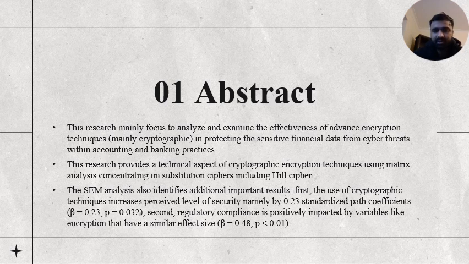First, the use of cryptographic techniques increases the perceived level of security. These are the beta value and the p value. The beta value is a coefficient value, and the p value is the significance value. Both of these define the relationship: if the value is above 0.5, the relation between the independent and dependent variables is not very strong. But here, as we can see, the values of both of these are below 0.5, so that means it is a very strong relation, and that means the data is very well protected.